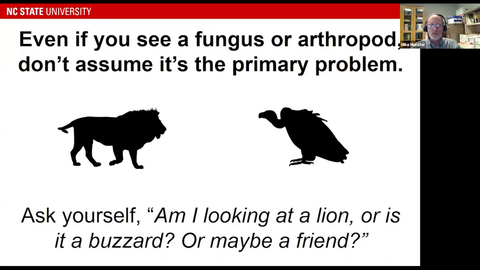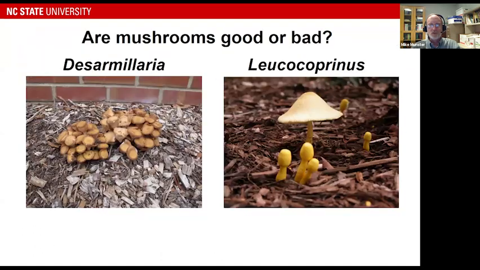And just as one quick example of this, I have the question to pose: are mushrooms good or bad? Well, here we have a couple of examples from landscape beds, again here on campus. The fungus Armillaria on the left, and the fungus Leucocoprinus on the right. And it turns out that the one on the left is a lion. It will actually infect plant roots and in some cases kill trees and shrubs.